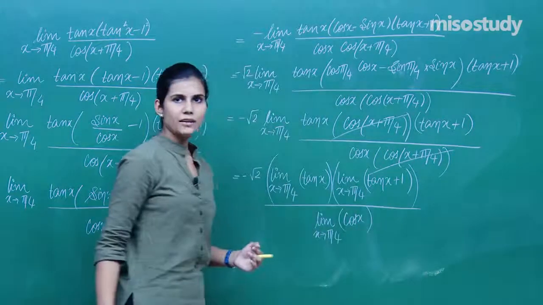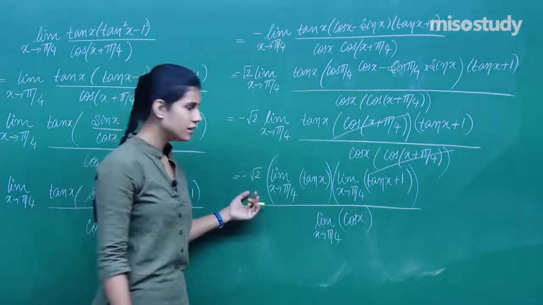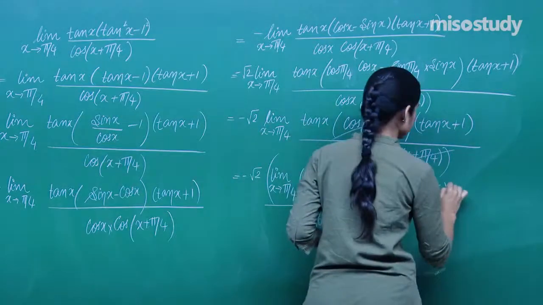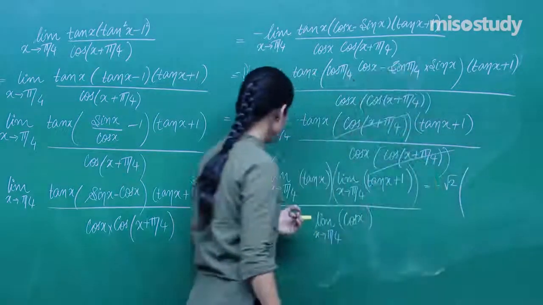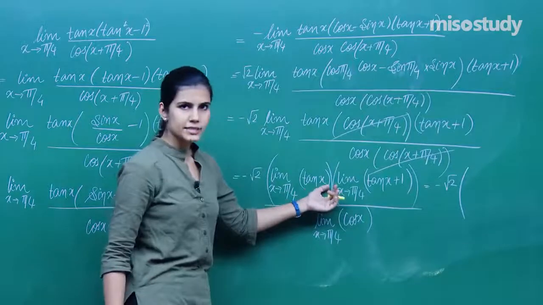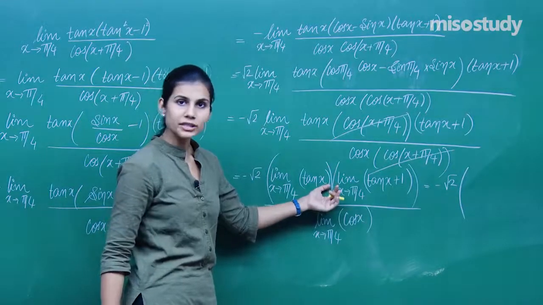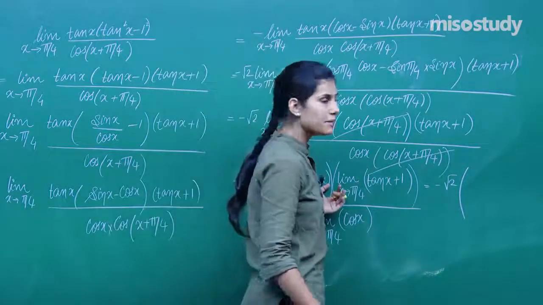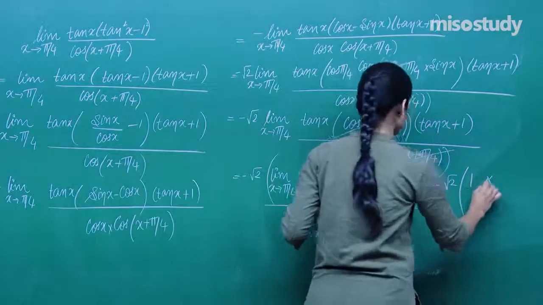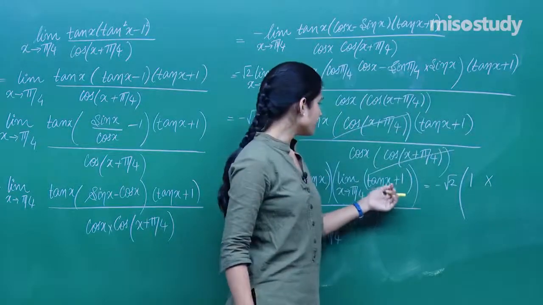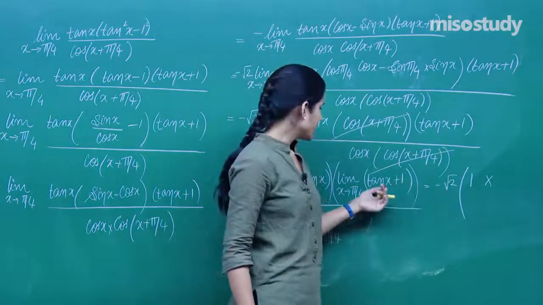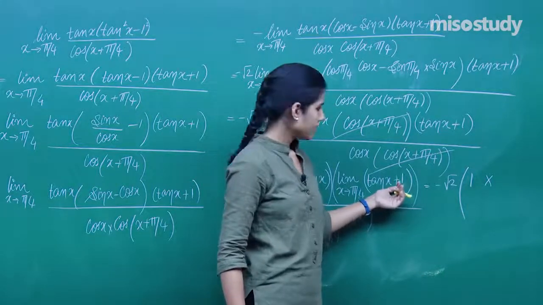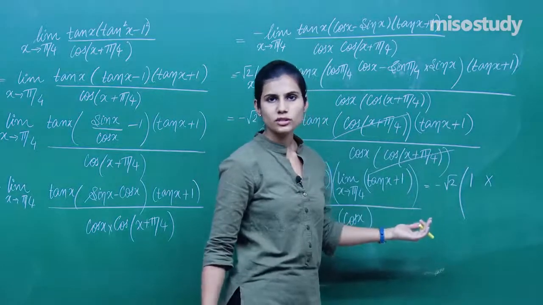And so, this is what you have. Minus root 2 is sitting over here. This means, limit x tends to pi by 4, tan x is what? As x approaches pi by 4, tan x approaches tan pi by 4, which is 1. As x approaches pi by 4, tan x plus 1 approaches where? Tan x approaches 1, and 1 approaches 1 only because it is a constant function.